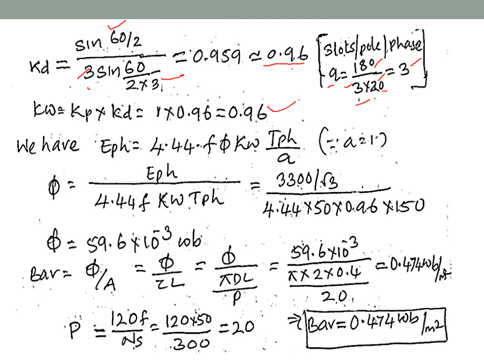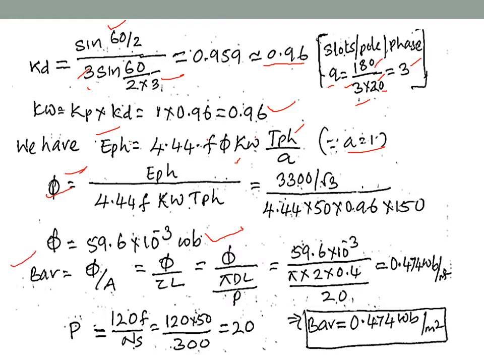So EPH is equal to, this is the equation. Okay. Here parallel path A is equal to 1. So from this phi can be calculated because TPH we know, KW we know, F we know, EPH we know. So phi we can calculate. Flux comes out to be 59.6 into 10 raised to minus 3 Weber.